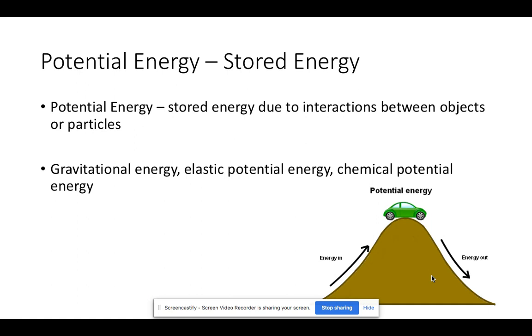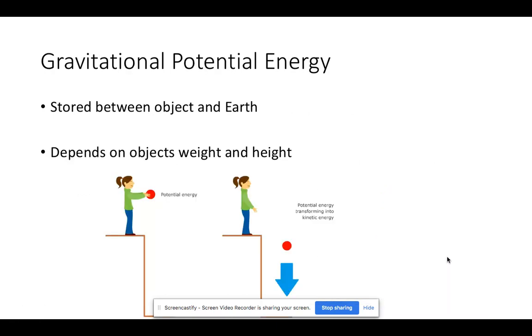Potential energy is energy stored due to interactions between objects or particles. We have some different types of potential energy. They include gravitational, elastic potential, and chemical potential. Potential energy is when the object is not moving. So the car at the top of the hill is not moving. It has potential energy. Whereas up and down, that would be kinetic energy because it's actually moving.